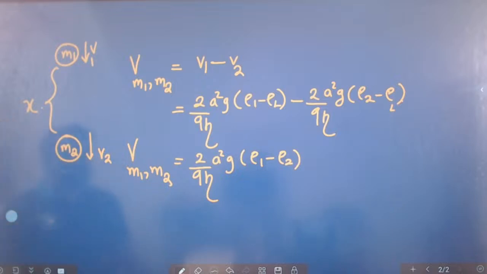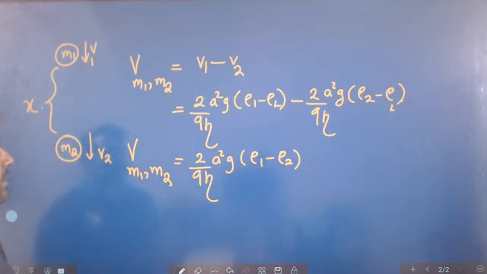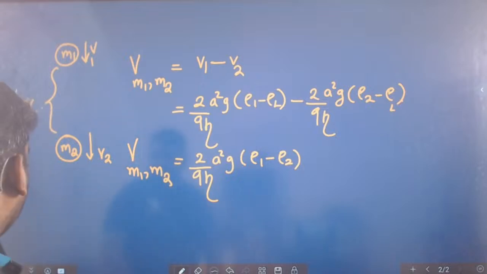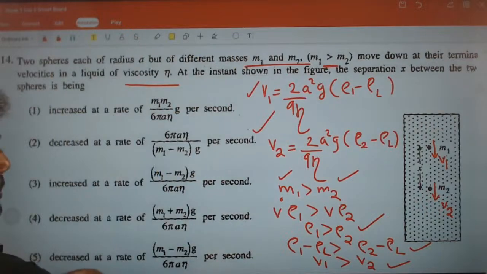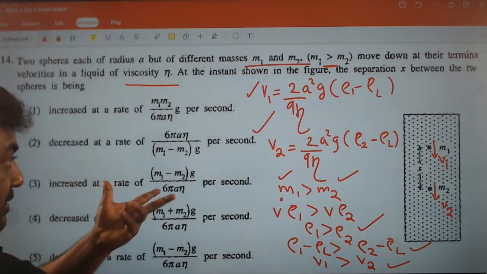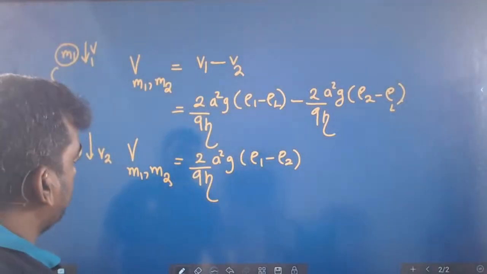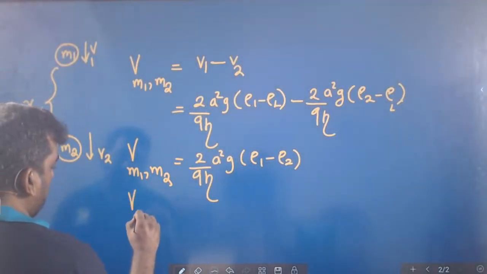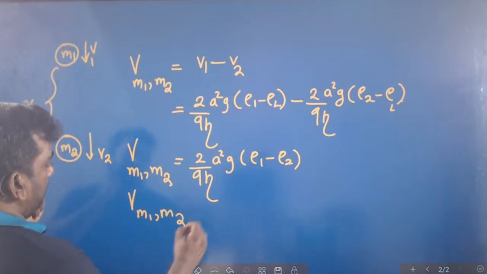From this, what can you say? Rho 1 minus rho 2 has come, so the separation will reduce. Separation per second means they are actually giving a velocity. So the separation will start reducing per unit time.